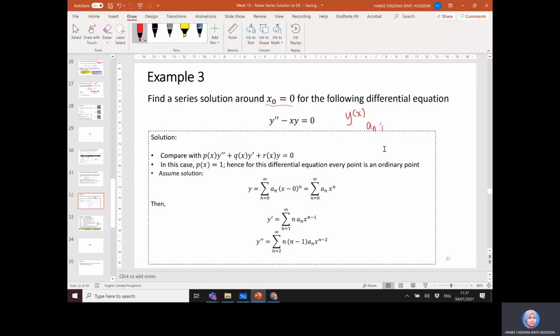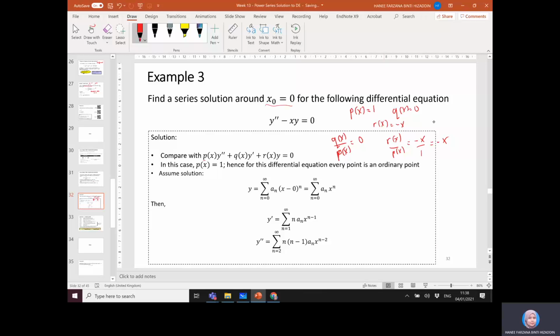First, we compare the given differential equation to the standard form. The standard form of a differential equation is P of x times y double prime plus Q of x times y prime plus R of x times y equals 0. So from here, you see that P of x equals 1, Q of x equals 0, and R of x equals negative x. So you can find that Q of x over P of x is 0, and R of x over P of x is negative x.